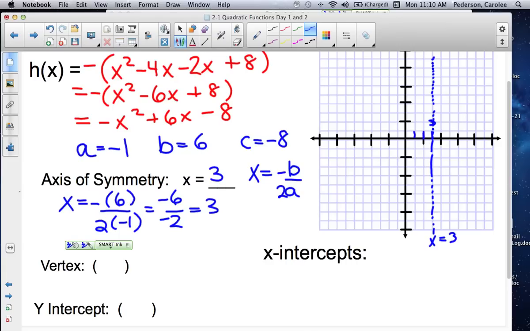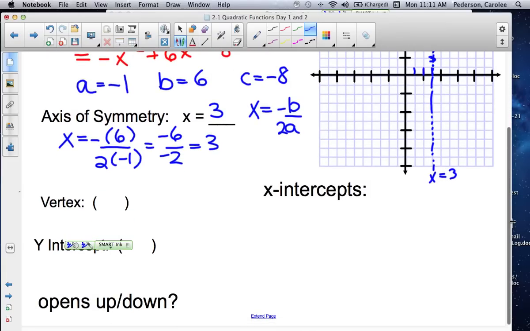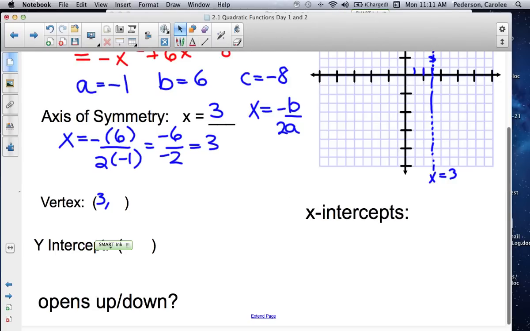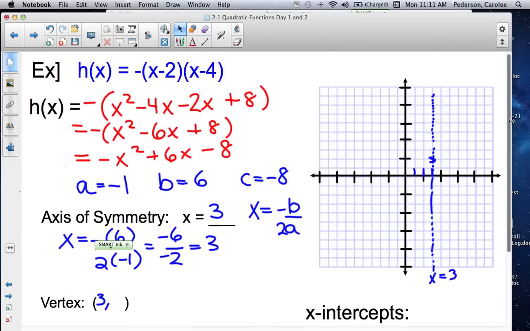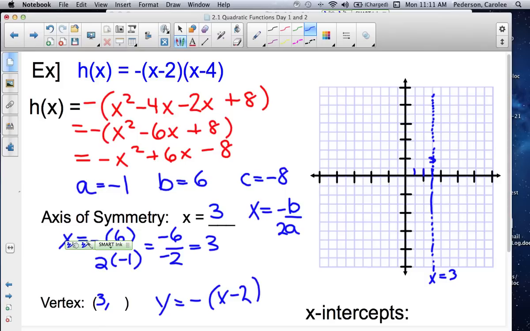Now the next thing is to find the vertex point. Remember, the x value of the vertex is the x value for the axis of symmetry. To find the y value, we have to substitute 3 into the function. If we want to use the original blue function or the converted red function in standard form, it doesn't matter. I'm just going to stick with the original blue function. So I'm going to drop the h of x and just change it to the letter y, and then negative x minus 2, x minus 4.